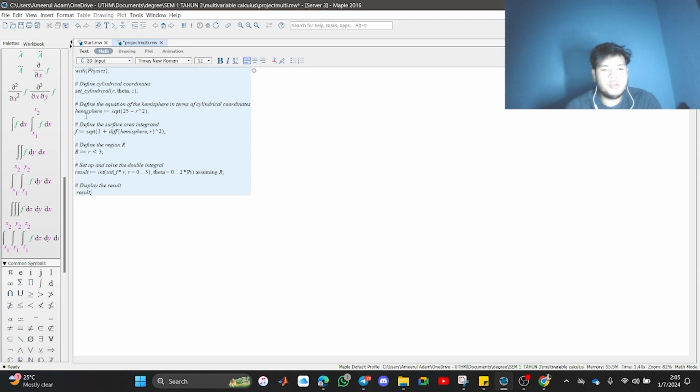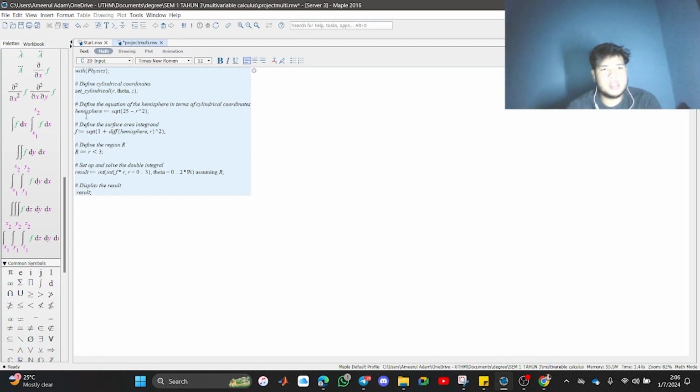Why do we convert to polar coordinates? If we didn't convert to polar coordinates, we will get the wrong answer, which is 2/3 pi. We are supposed to get 10 pi. So set up the double integral, which is the method we use in this question.